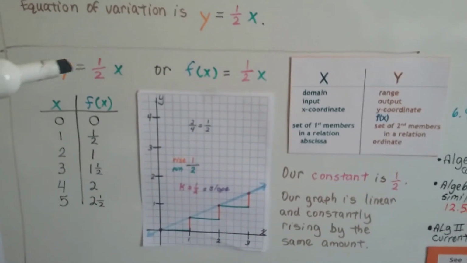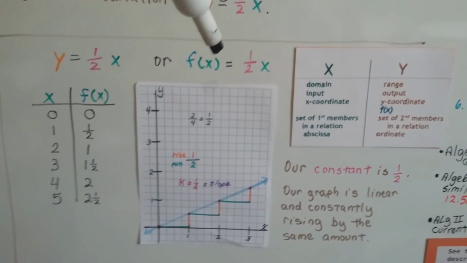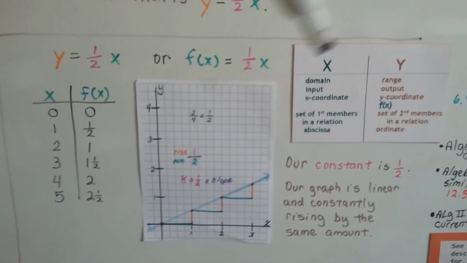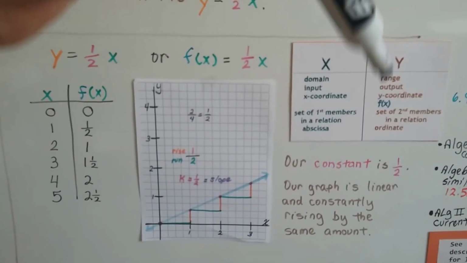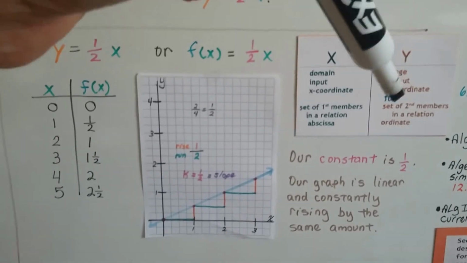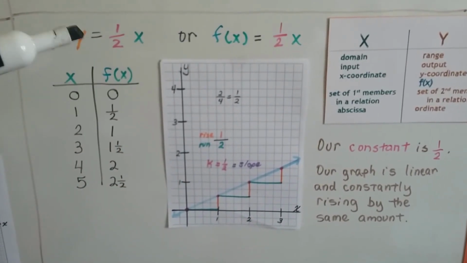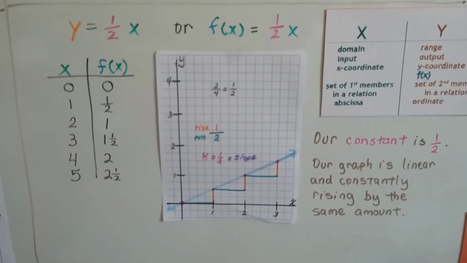If y equals half x, we can even say the function of x equals half x. Because remember, for x and y, there's a lot of different names, and y can be the function of x. It's the range, the output, the y coordinate, okay? We can make a function table that'll make this equation true or this function of x true.